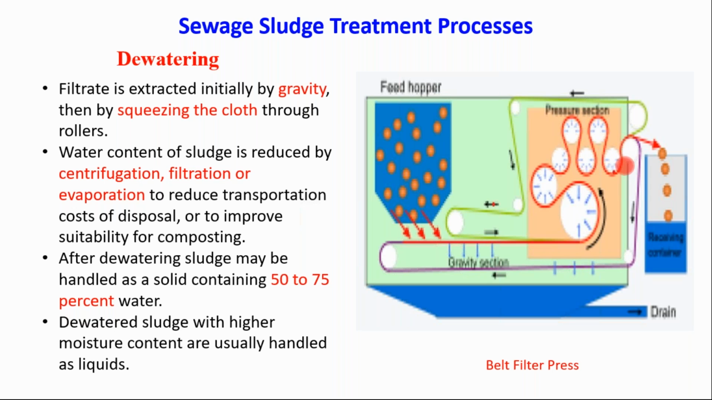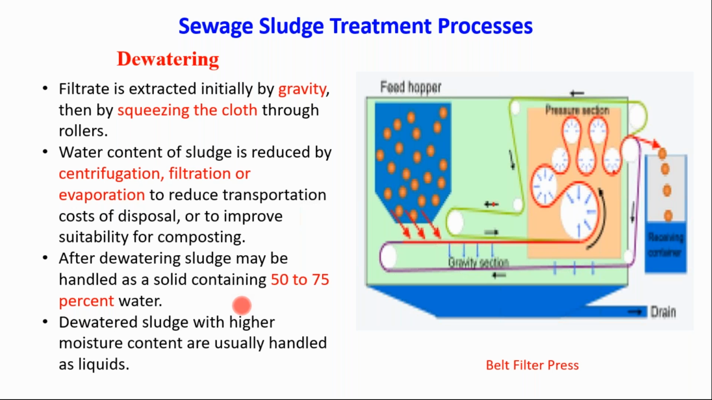We can use a filter, that is a mesh filter or a mechanical filter, for the filtration technique, and we can use the sunlight as a natural source of heat for evaporation. In this way we can use the dewatering technique, that is nothing but the removal of the maximum water content from this sewage. After all these activities, that may be squeezing, gravity, centrifugation, filtration or evaporation, we can get near about 50 to 75% of the water removed.